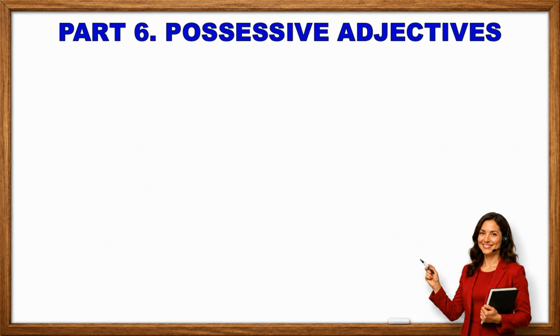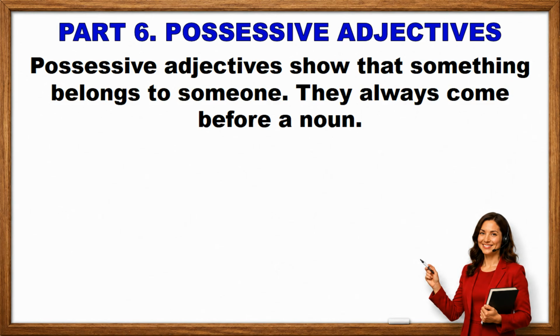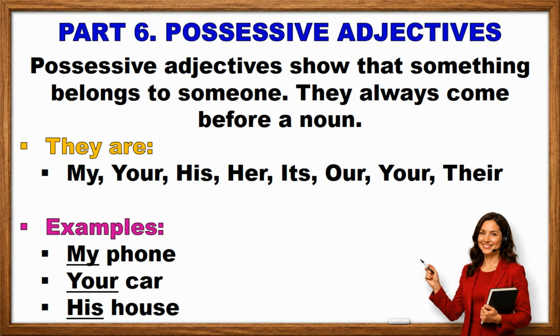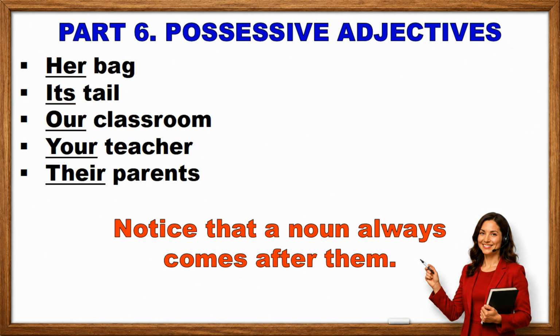Part 6. Possessive adjectives. Now let's talk about ownership. Possessive adjectives show that something belongs to someone. They always come before a noun. They are my, your, his, her, its, our, your, their. Examples: my phone, your car, his house, her bag, its tail, our classroom, your teacher, their parents. Notice that a noun always comes after them.